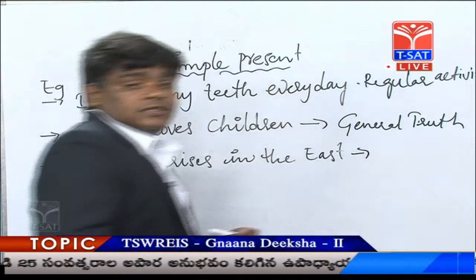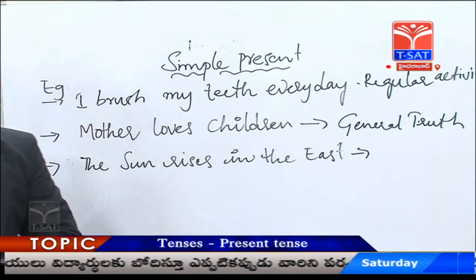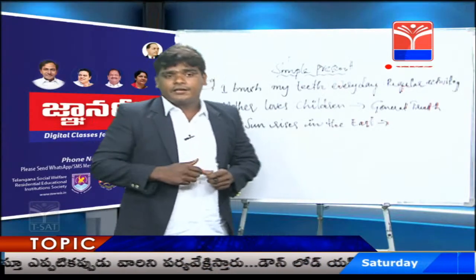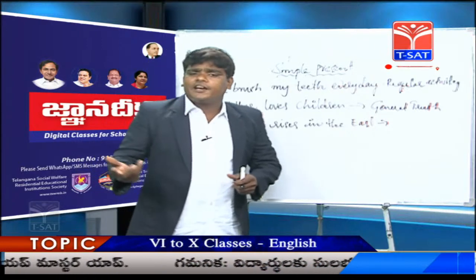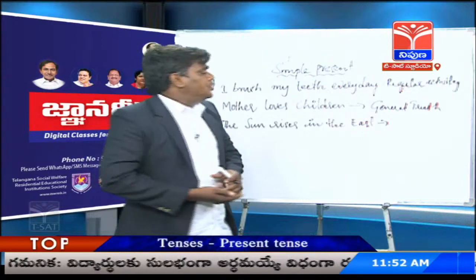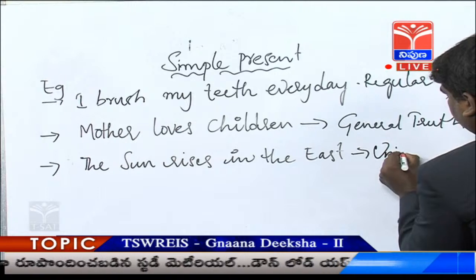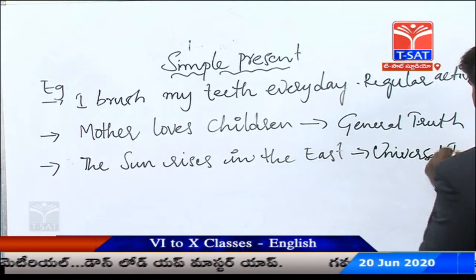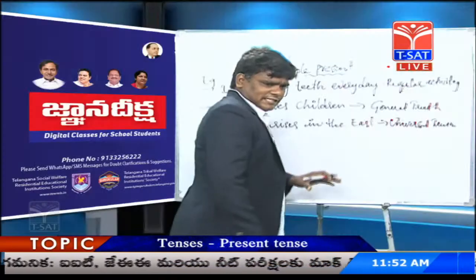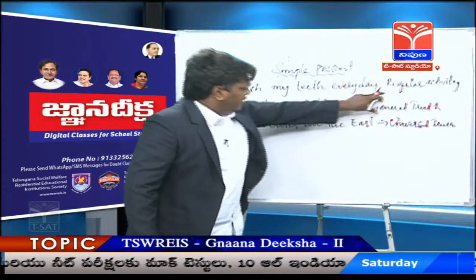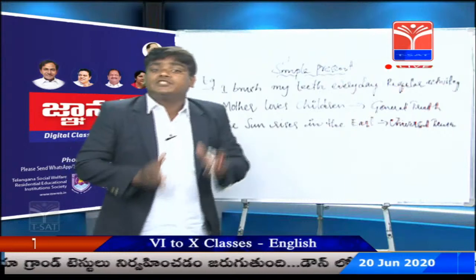The sun rises in the east. It means in India, the sun rises in the east. In America, in the east. In Africa, in the east. In Australia, in the east. So this is called universal truth. See, when we are talking about the usage of simple present, when we talk about regular activity, general truths and universal truths, we have to make use of simple present.